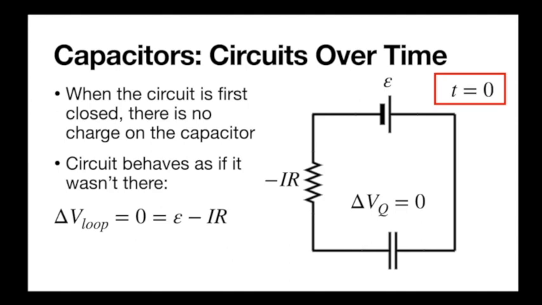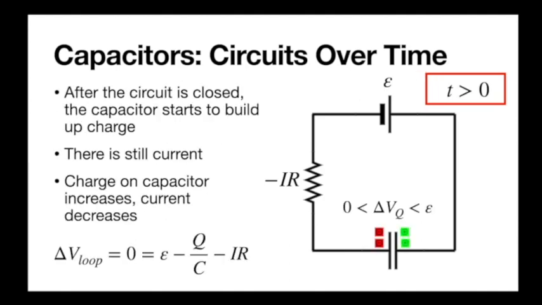Now let's let a little time pass. So as time passes, as we decided, current is going to get pumped around. Positive charges are going to leave this side, wind up on this side, and we'll get some buildup of charge. And so now Q is not 0, and neither is delta V across the capacitor. So now we have this term here. And if we introduce this minus Q over C term, so this Q over C term grows, what has to happen to our minus IR term? It has to shrink, right? Because this equation still has to work out.